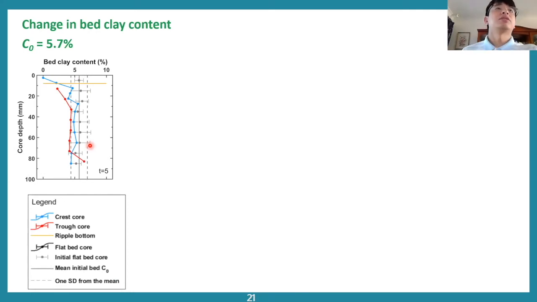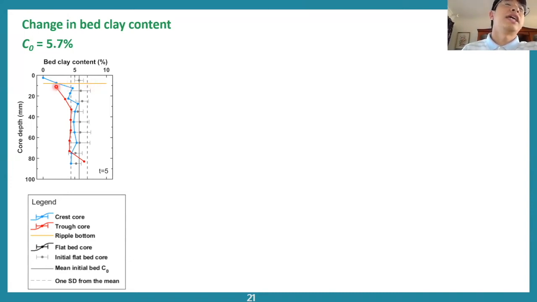Some small ripples were generated at 5 minutes as well. The blue dot shows the clay content below the ripple's crest, and the red dot shows the clay content below the ripple trough. The sediment cores show that at the top layer, just below the ripple crest, there was 100% clay loss. However, the ripple's base still kept some clay content. The yellow horizontal lines denote the ripple's base.